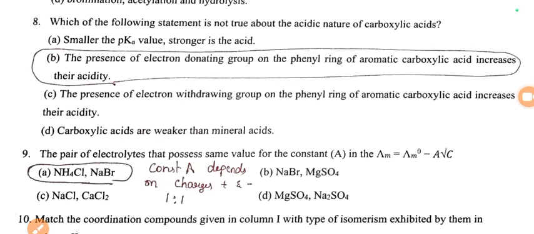Eighth question: which of the following statements is not true about the acidic nature of carboxylic acid? The not true statement is: the presence of electron donating group on the phenyl ring of aromatic carboxylic acid increases their acidity, because electron donating group decreases the acidity.